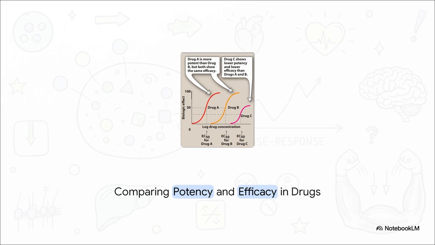If you look at drug A, that line on the far left, it achieves 50% of its biological effect at a much, much lower concentration than drug B. That means drug A is highly potent. You need very little of it to see results. But look over at drug C on the right. Notice how that line plateaus dramatically lower than the other two? Yeah, no matter how much of drug C you pump into the system, it is literally never going to reach the maximal effect of drugs A and B. It just has the lowest overall efficacy.